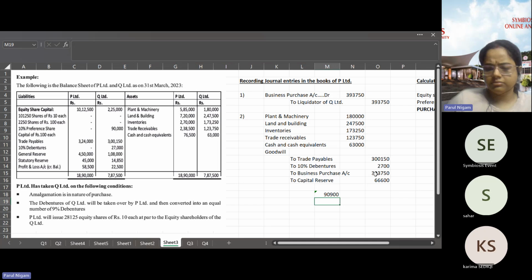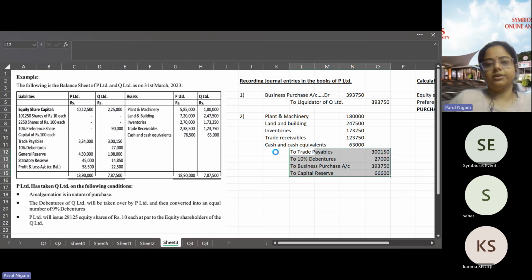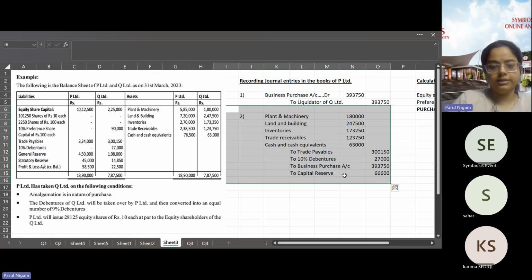Okay. Hold on. Something is wrong. 30,020. Okay. This is 27,000 now. 60 is 6,660. Okay. No goodwill. If this difference was coming on the debit side, then we would have recorded under goodwill. Okay, so this is the entry for recording the purchase of that company Q Limited.